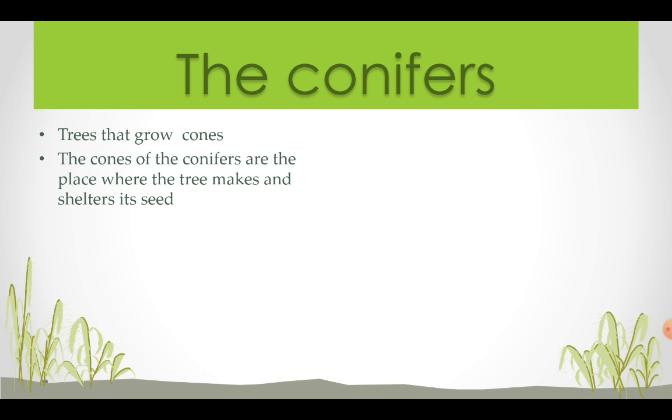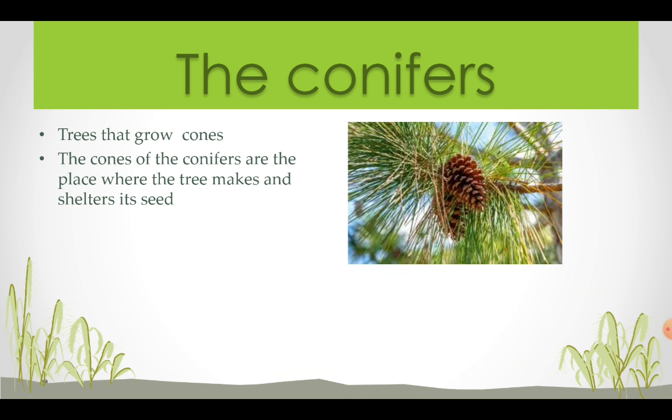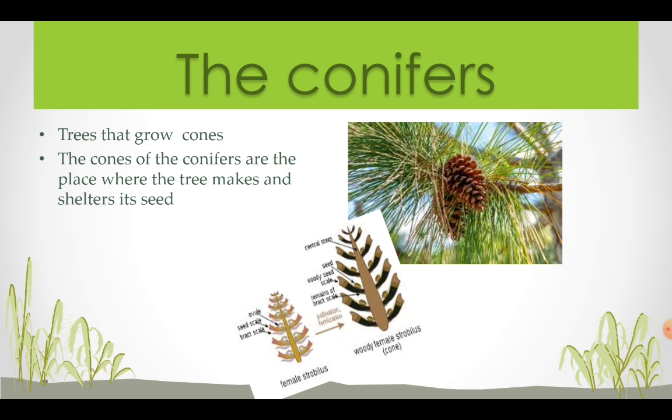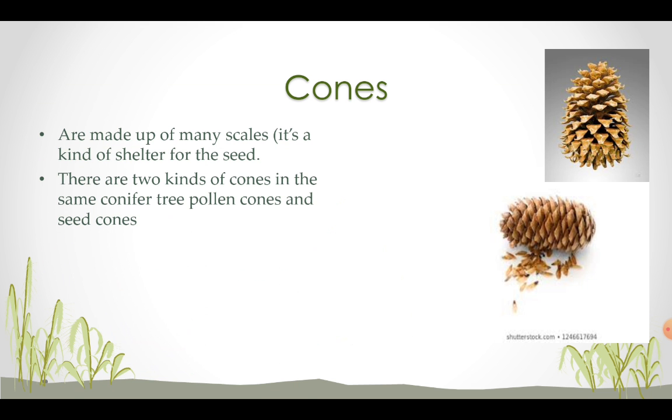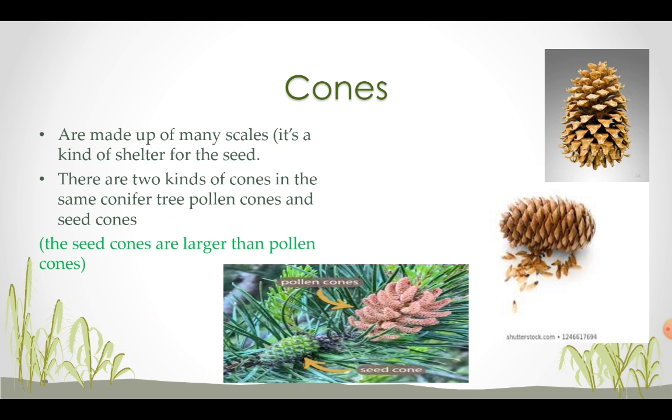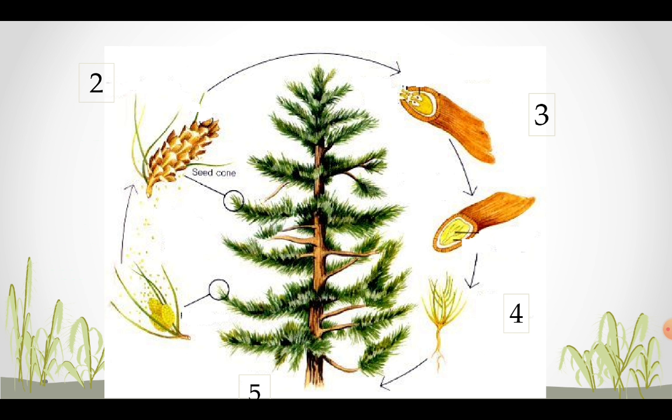The conifer trees grow cones. The cones of the conifers are the place where the tree makes the shelter for its seed. So, the conifer trees grow their seeds inside cones. Okay? Cones like this are made up of many scales. It is a kind of shelter of the seed. Okay? The seeds are inside the cones. There are two kinds of cones in the same conifer tree: pollen cones and seed cones. The seed cones are larger than pollen cones. Like this picture, look at the difference between the seed cones and the pollen cones. The seed cones are larger than pollen cones.